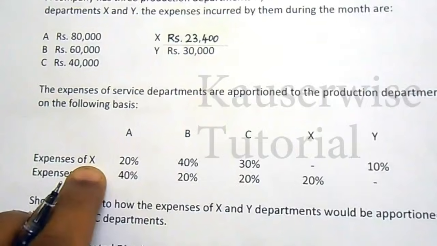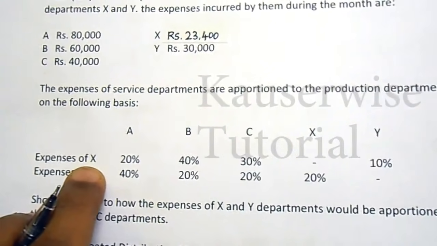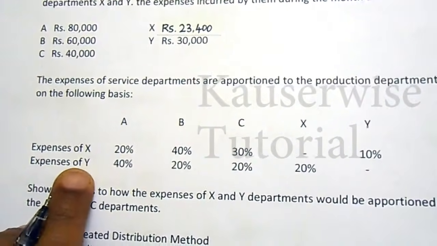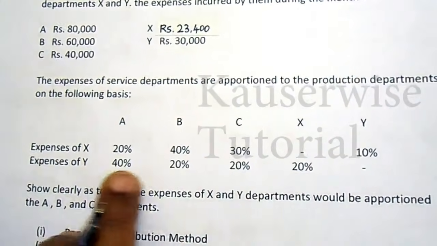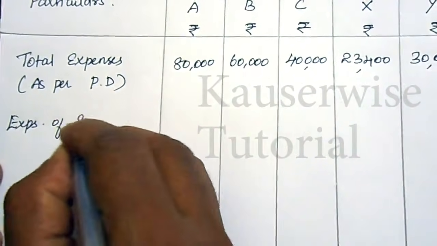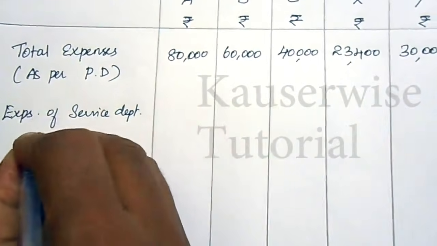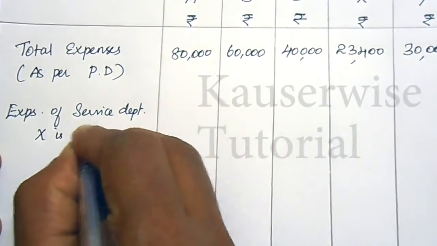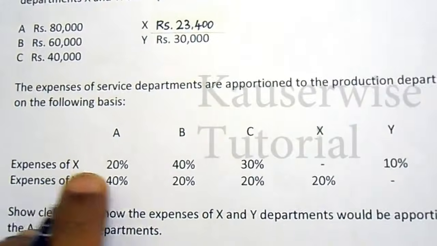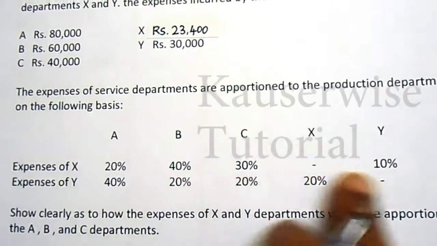So expenses of X, according to the simultaneous equation, we have got X value as 30,000 and for Y 33,000. That value will be apportioned to all the departments based on the percentage given in the problem. Expenses of service department X is rupees 30,000. This will be apportioned to A, B, C and Y based on the percentage.